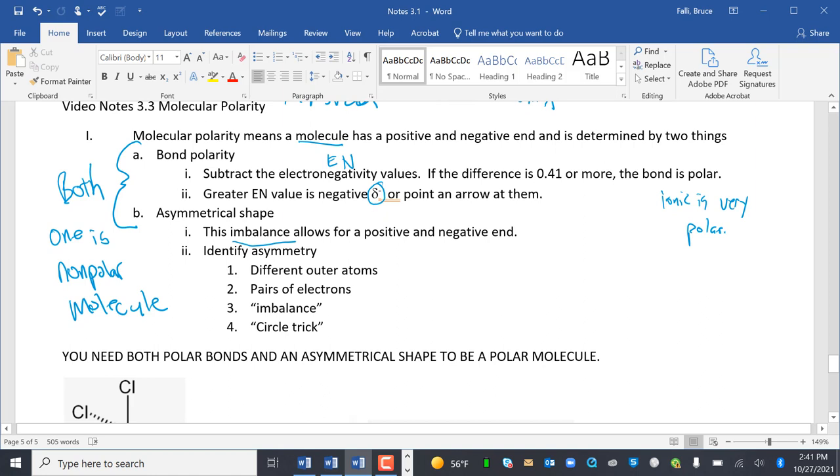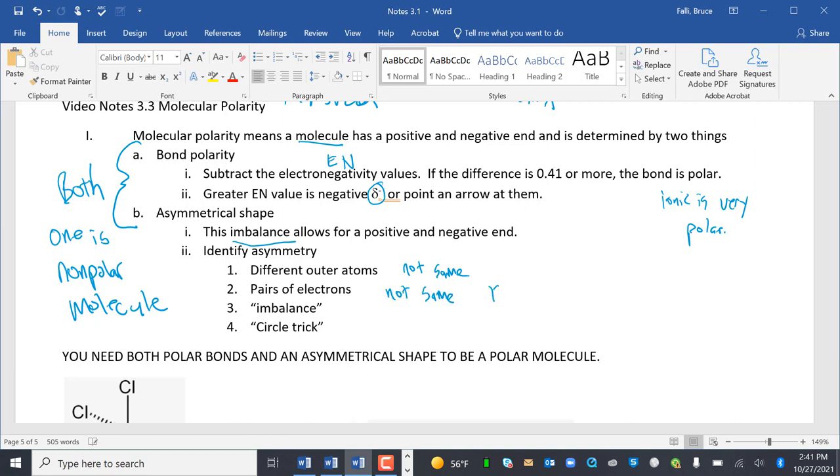So let's define asymmetry. And this isn't really defining it, it's identifying it. You have different outer atoms. That means they would be not the same. Pairs of electrons. That means the outside part would be not the same. Now, I want to warn you, you can have pairs of electrons and have it be polar still. So the pairs of electrons often, but not always, cause asymmetry. If you look at it and see it's imbalanced, and then I'll show you the circle trick.